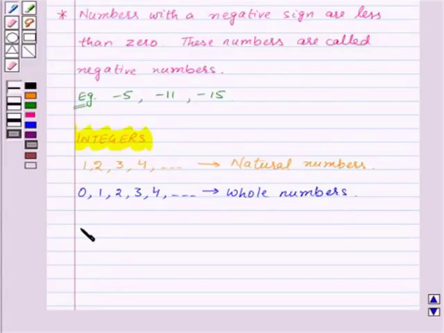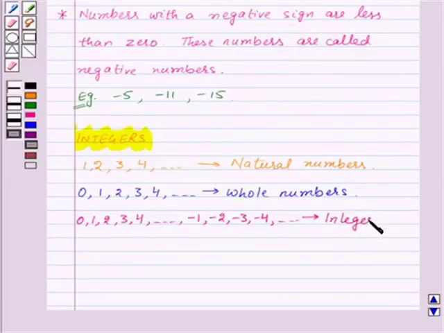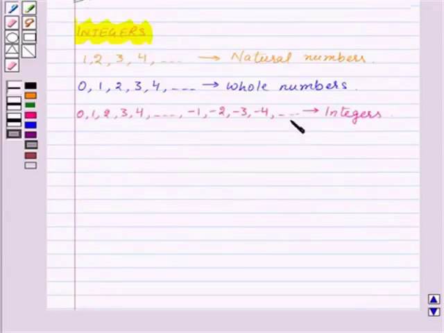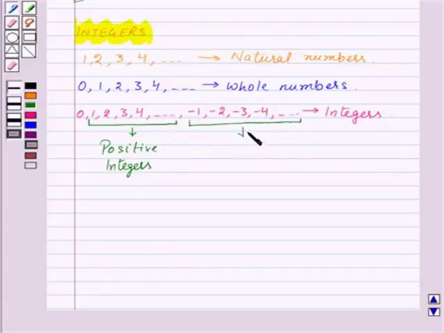And if we add the collection of negative numbers with the collection of whole numbers, that is 0, 1, 2, 3, 4 and so on with the negative numbers, -1, -2, -3, -4 and so on, then this collection is known as integers. Now in this collection, the integers 1, 2, 3, 4 and so on are said to be positive integers. And the integers -1, -2, -3, -4 and so on are said to be negative integers.